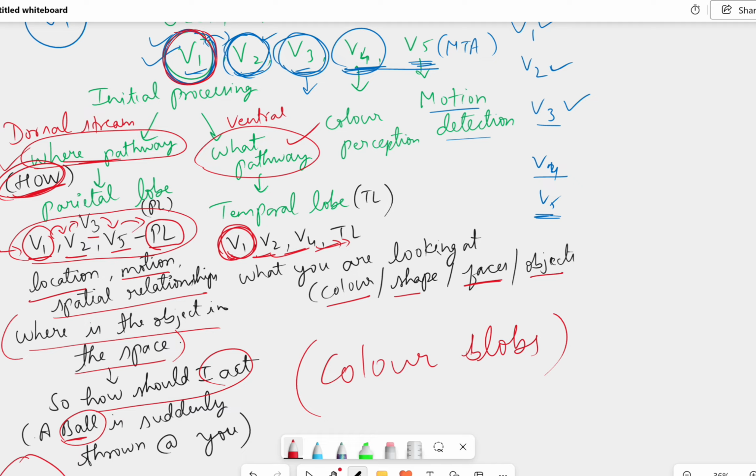And remember, as a whole, the whole information will be sent to your eyes. Then you need to separate based on depth, and you need to separate the object you need to focus on from its background. All that happens in this what pathway. Clear? For that you need your temporal lobe for this processing to happen.